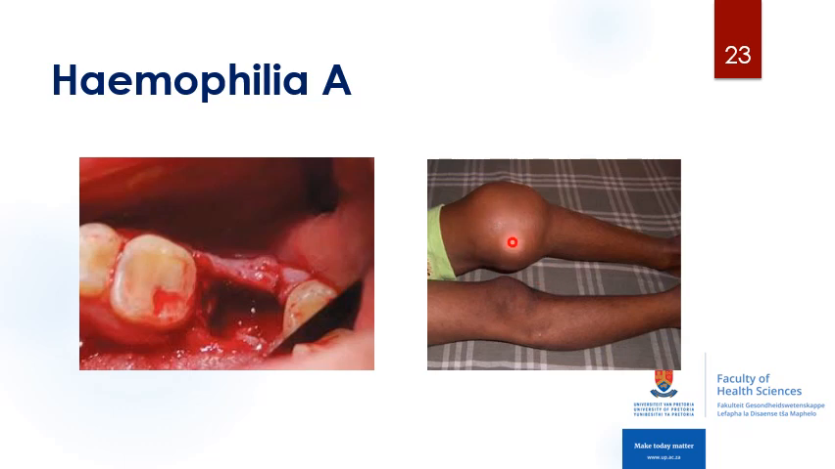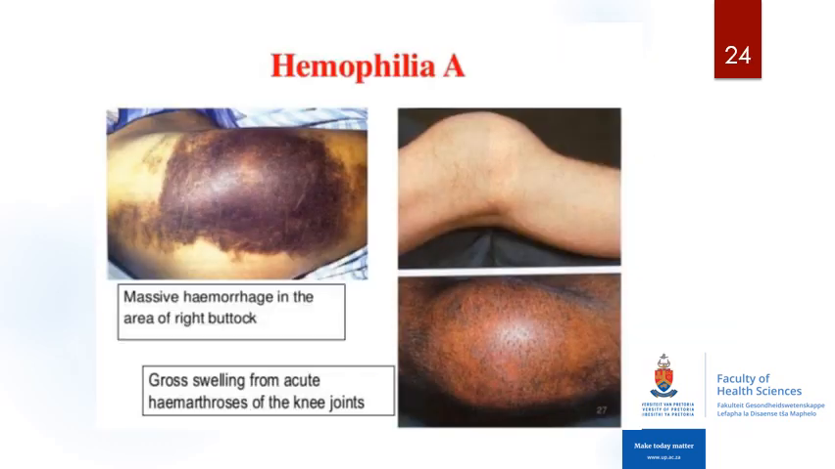This results in damage to the cartilage in the joint, causing the bones to grind against each other as they no longer have a protective cartilage layer between the bones. So these are more examples of joint swelling in hemarthrosis. So you can see the swelling of the joints. And here is an example of a hemorrhage that has occurred in a patient with hemophilia.